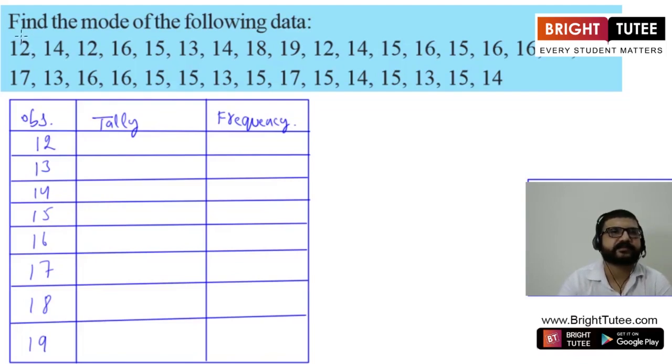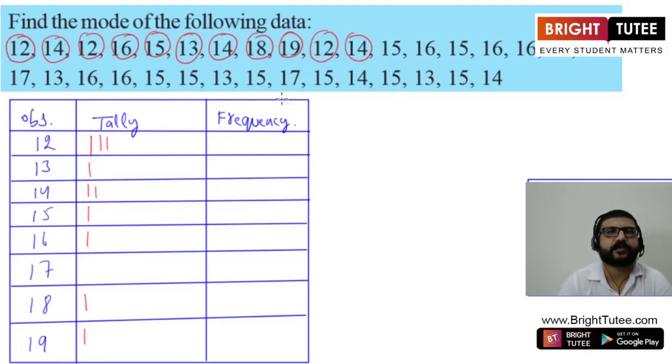Now let's start from the first observation. The first observation here is 12, so we will mark one tally bar in front of 12, and then we have 14, and then 12 again, one tally bar in front of 12, and then 16, one tally bar in front of 16, and then 15, and then 13. After 13 we have 14, and then 18. After 18 we have 19. We will put one tally bar in front of 19, and then 12, one tally bar in front of 12, and then 14, one tally bar in front of 14, and then 15, one tally bar in front of 15, and then 16, one tally bar in front of 16, and then 15.